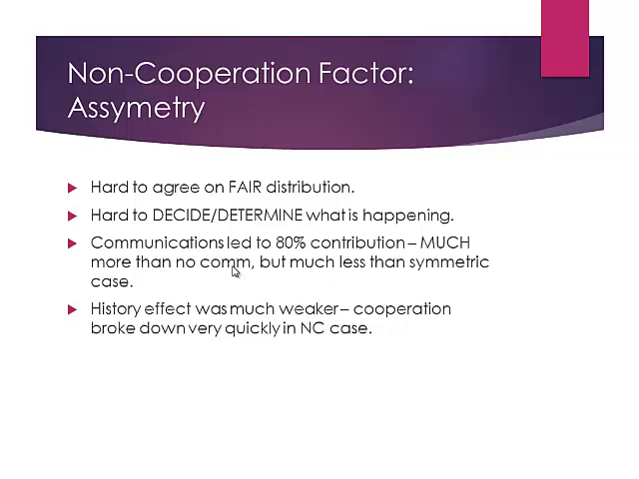Then if there is no communication, it is just cheap talk. If you cannot see what other people are doing, then it's hard to decide if people lived up to their agreement. So communication led to about 80% contribution, which is much more than no communication, but much less than 100% cooperation, which was achieved in the symmetric case.